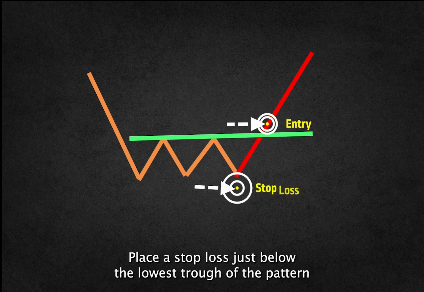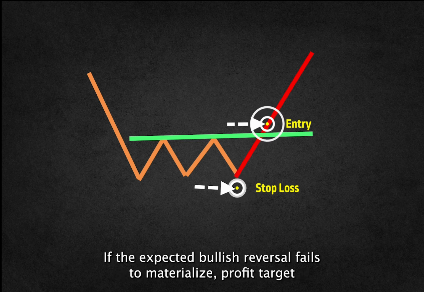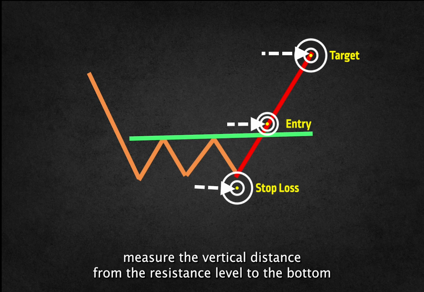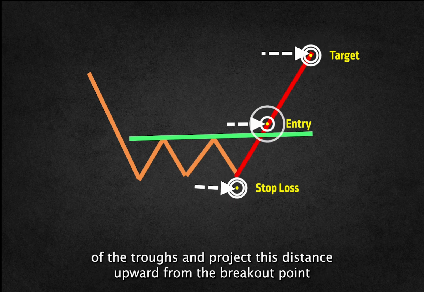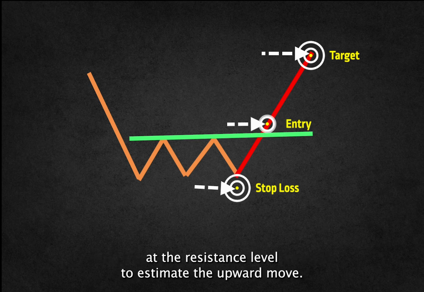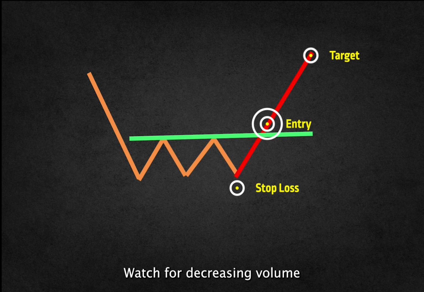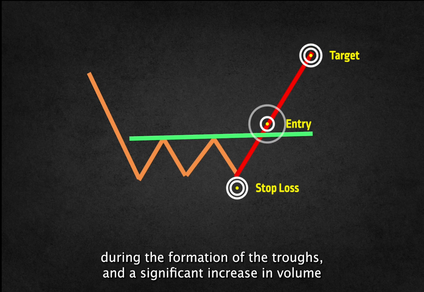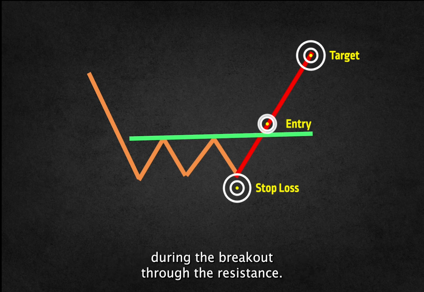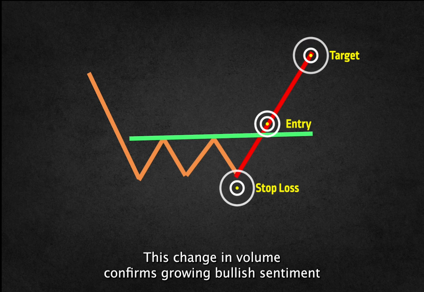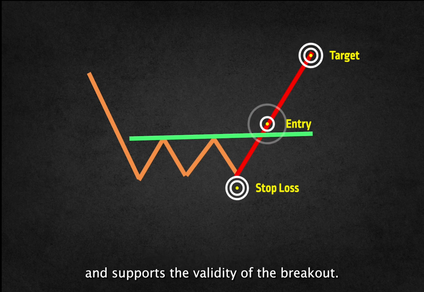Stop loss. Place a stop loss just below the lowest trough of the pattern to limit potential downside if the expected bullish reversal fails to materialize. Profit target. Measure the vertical distance from the resistance level to the bottom of the troughs and project this distance upward from the breakout point at the resistance level to estimate the upward move. Volume considerations. Watch for decreasing volume during the formation of the troughs and a significant increase in volume during the breakout through the resistance. This change in volume confirms growing bullish sentiment and supports the validity of the breakout.